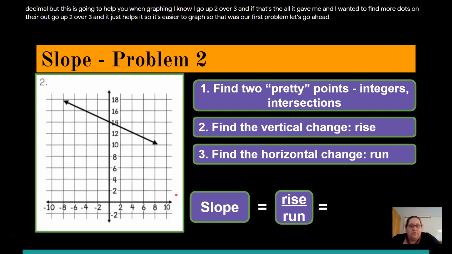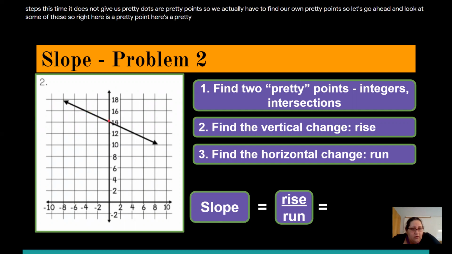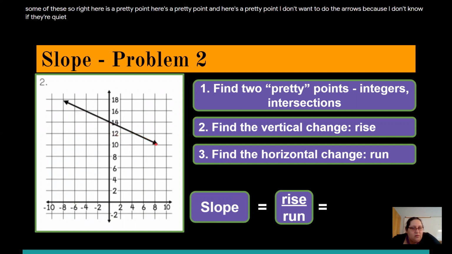Let's go ahead and look at problem 2. Same steps. This time it does not give us pretty dots or pretty points, so we actually have to find our own pretty points. So let's look at some of these. Right here's a pretty point. Here's a pretty point. And here's a pretty point. I don't want to use the arrows because I don't know if they're quite there. That arrow looks like it's touching, but I can't quite see it. So we're going to pick the ones that we can tell for a fact are pretty points.